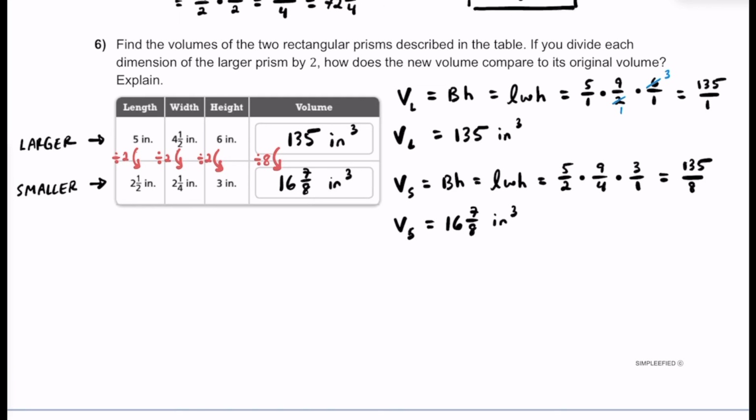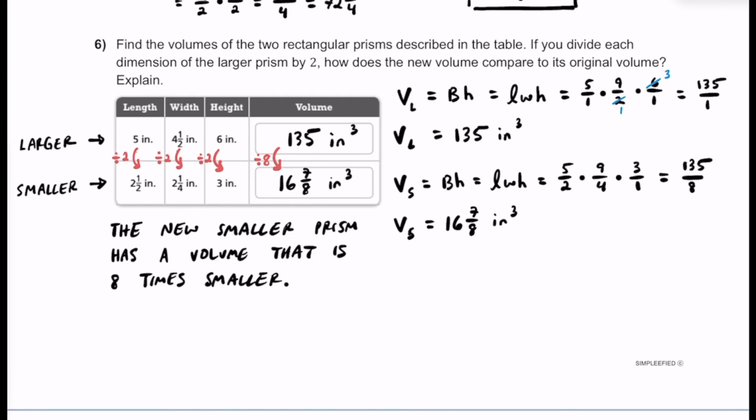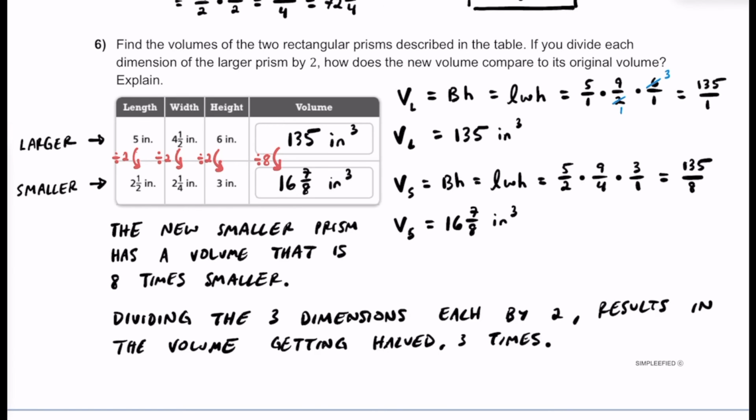So we can go ahead and say here that the new smaller prism, where all the dimensions were cut in half, has a volume that is 8 times smaller than the original one. Basically, dividing the 3 dimensions each by 2 results in the total volume getting halved 3 times. So if you take half of a half of a half, you end up with an eighth.